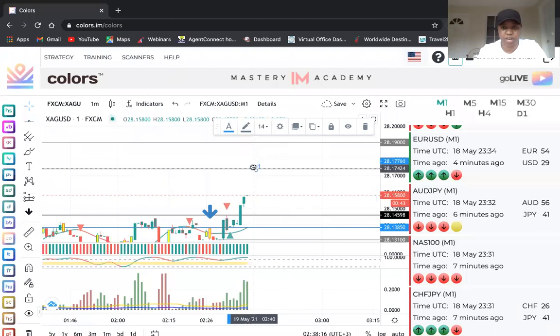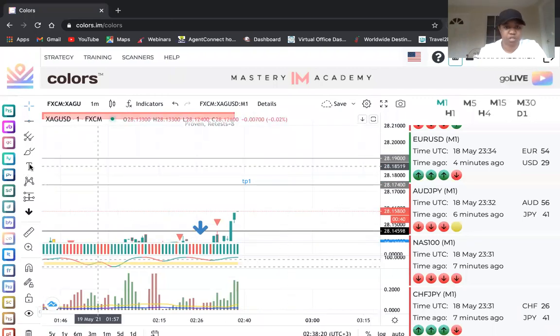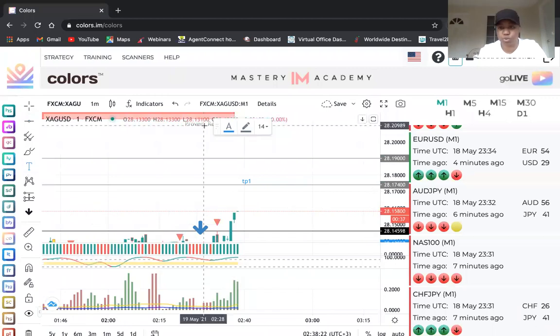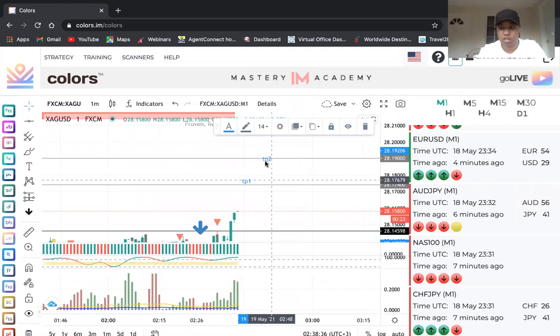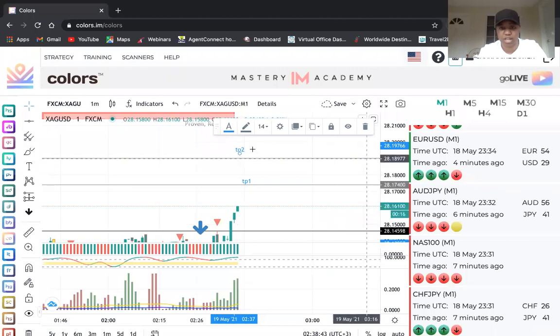Let me know if anybody is in profit. This would have been your TP2, guys. For TP2, it's 28.1900. This is TP2. All right, I see some people saying they're in profit. Sarah Jane is in profit. Vibrant, oh, stop loss and take profit. Oh, I just said that.